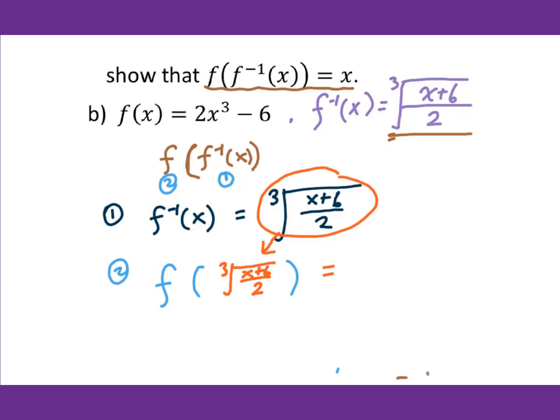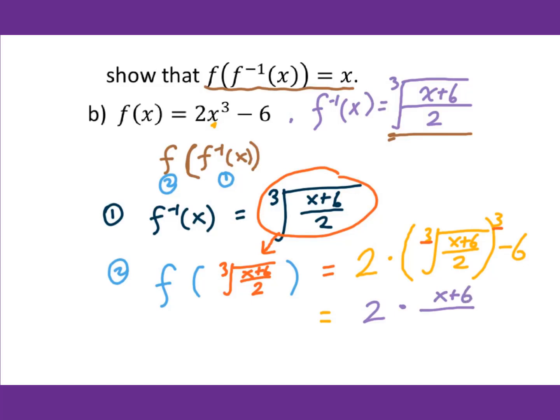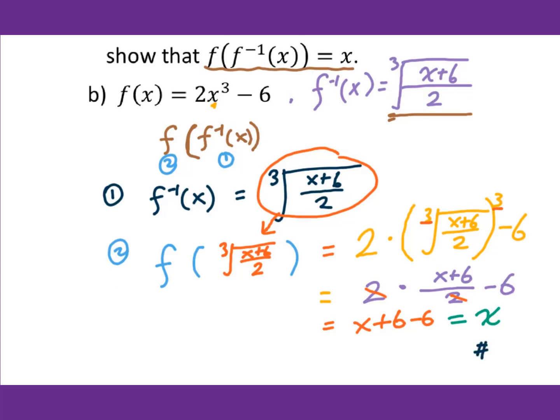f of the cubic root of (x plus 6) over 2 means every single x in the f function changes into the cubic root of (x plus 6) over 2. So we plug in 2 times the cubic root of (x plus 6) over 2, to the third power, minus 6. Cubic root and then third power is gone, you could say it's cancelled. So we got 2 times (x plus 6) over 2 minus 6. Then reduce. We got x plus 6 minus 6, that equals x. So we finish the proof now. We did f of inverse of f of x equals x.